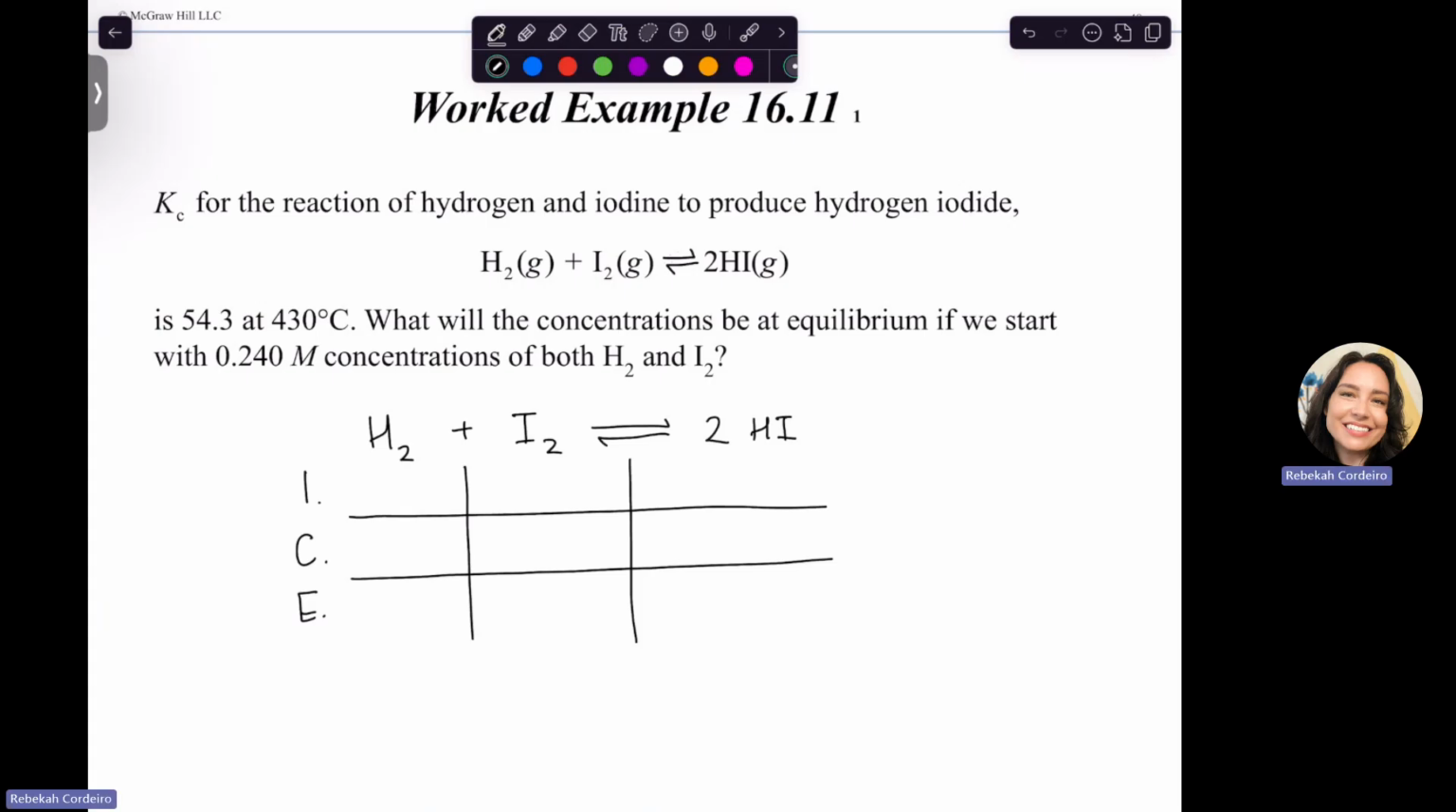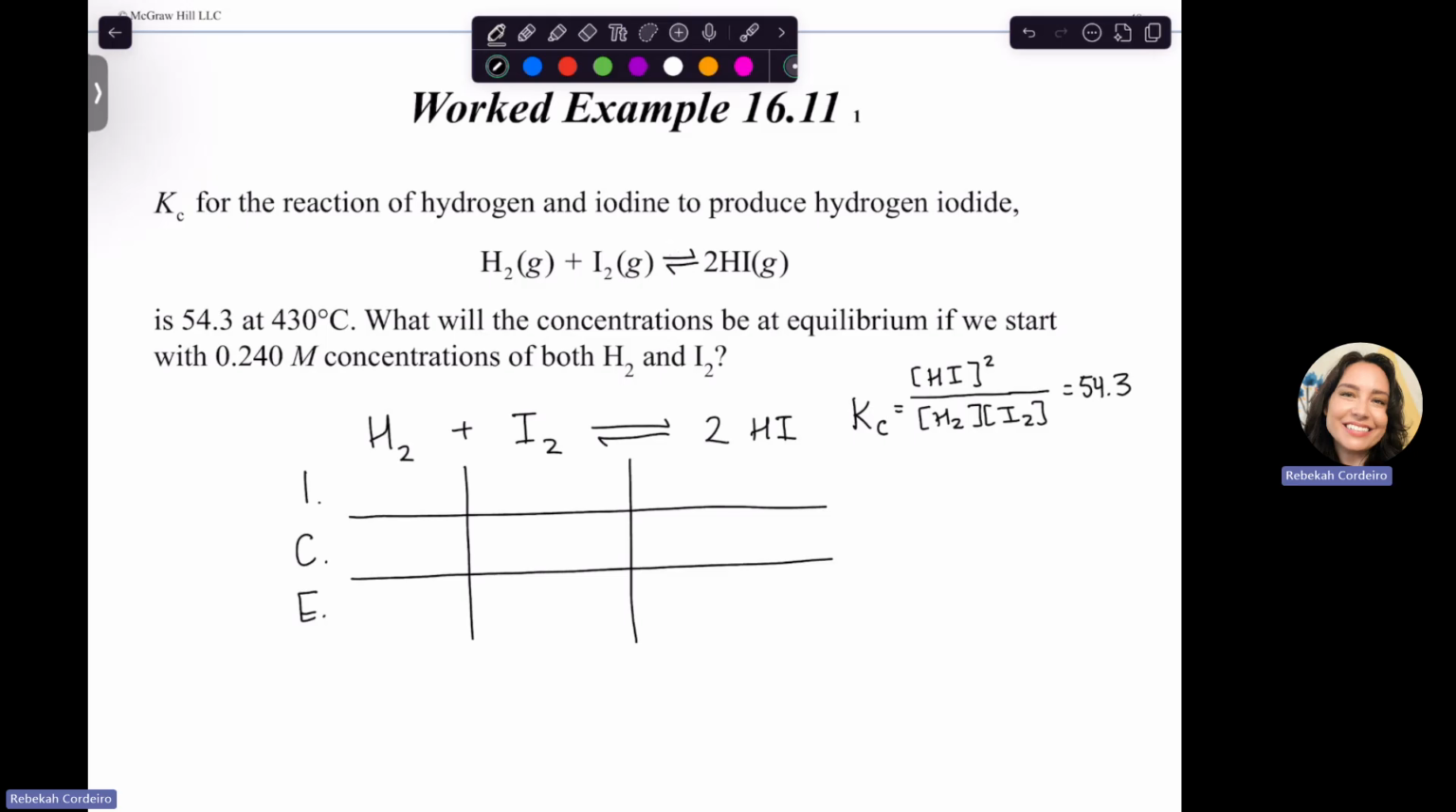It tells me the K is 54.3. Let's go ahead and write our equilibrium expression. I feel like a lot of students forget to do this at the beginning and then they get a little stuck at the end. So go ahead and write the equilibrium expression. I know what this equilibrium expression is, so I can write it out. It's going to help me in calculations later if I just have that set off to the side. And we know that value is going to be 54.3 at that certain temperature.